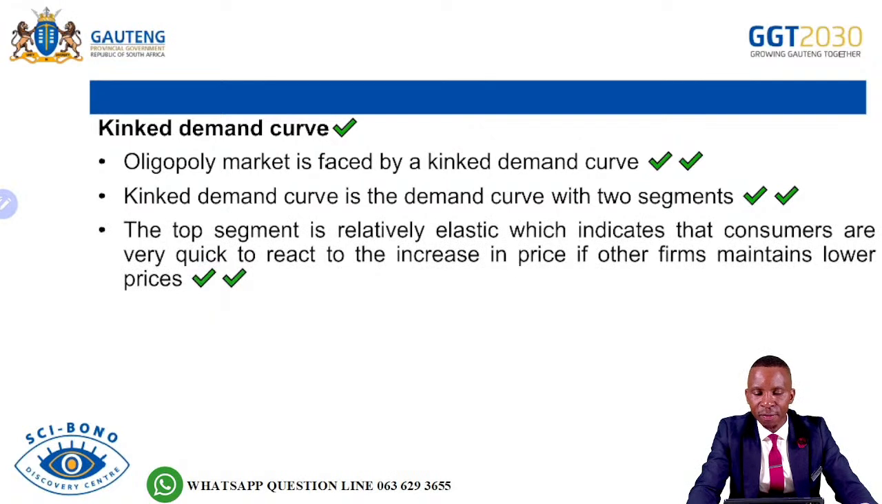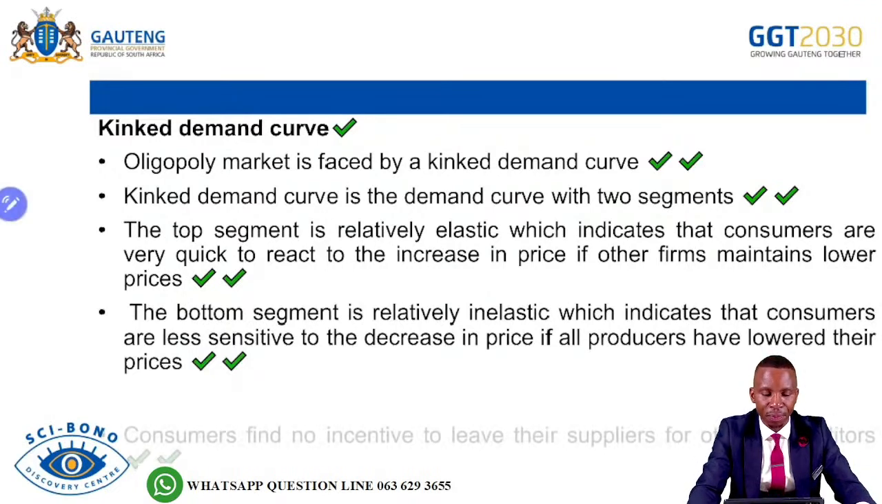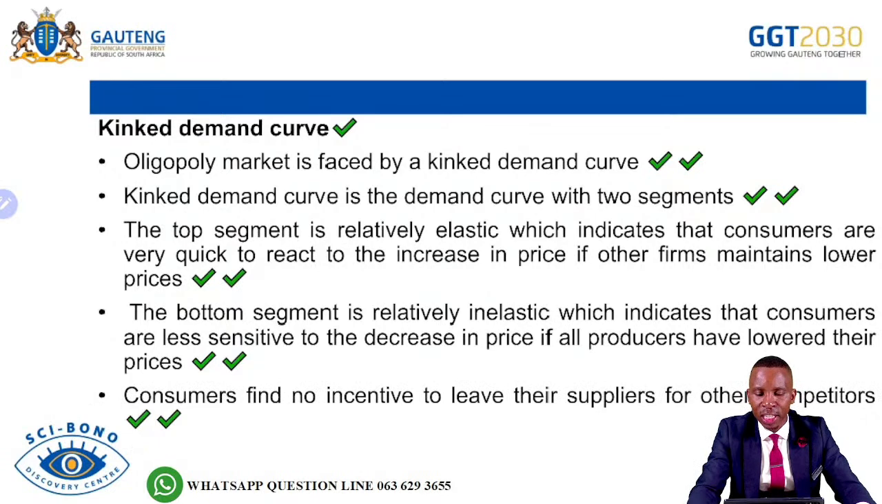The top segment is relatively elastic, which indicates that consumers are very quick to react if ever there's a price increase. And then the bottom segment indicates a relatively inelastic demand curve, which indicates that consumers are not sensitive to a decrease in price if producers will be reacting in the same way. If one firm decreases the price, the competitors copy the same price. That will lead to the firm that initiated the move losing any expected profit at the same time. Consumers find no incentive to leave their suppliers for another competitor if they are selling at a similar price.